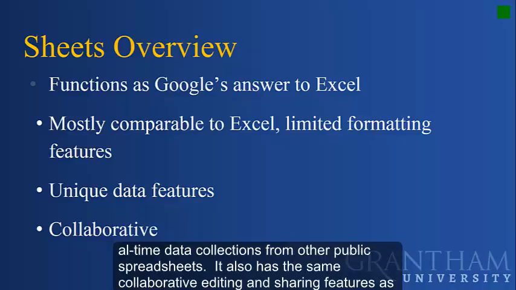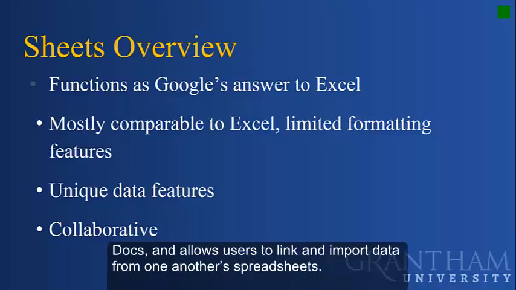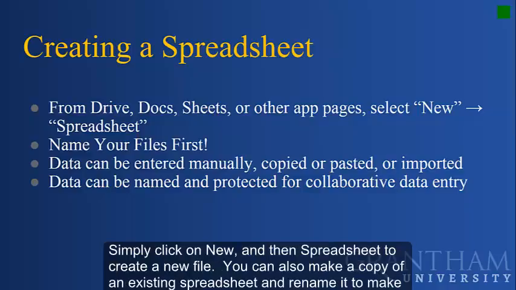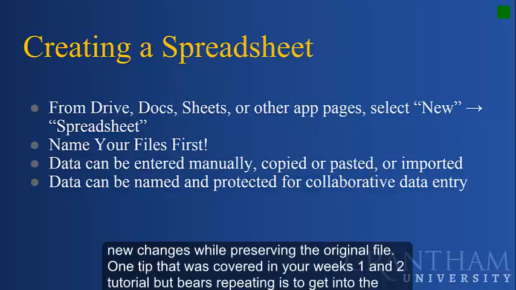It also has the same collaborative editing and sharing features as Docs and allows users to link and import data from one another's spreadsheets. Spreadsheets are created exactly like Docs are created. You can create a new sheet from your drive and from an existing Docs or Sheets page. Simply click on New and then Spreadsheet to create a new file. You can also make a copy of an existing spreadsheet and rename it to make new changes while preserving the original file.